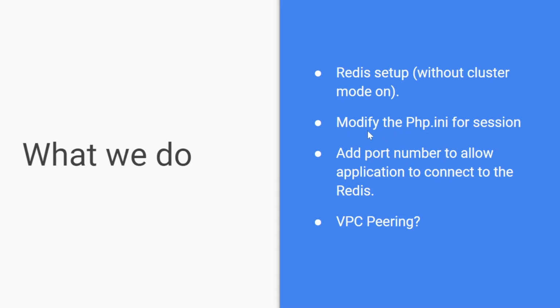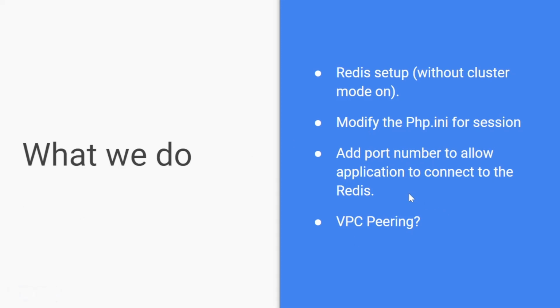The second change is to modify the php.ini for session. Like I mentioned earlier, when I explained the session stored in a file, it is managed by the php.ini. In the php.ini, the session handler is marked as file. Here we have to change it to Redis if we are not using cluster mode on. If it is cluster mode on, then we have to change it to Redis cluster.